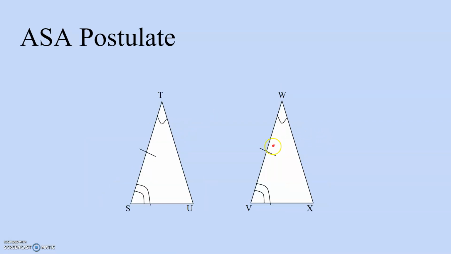The next postulate is the ASA postulate. This postulate is also known as the angle-side-angle postulate. This postulate states that if two angles with one side in between are congruent to those of the other triangle, then both triangles are congruent.